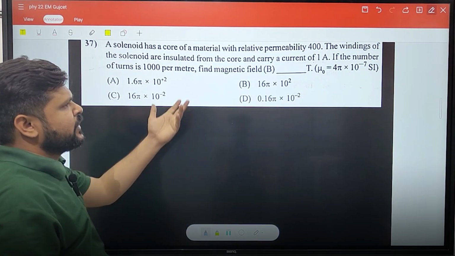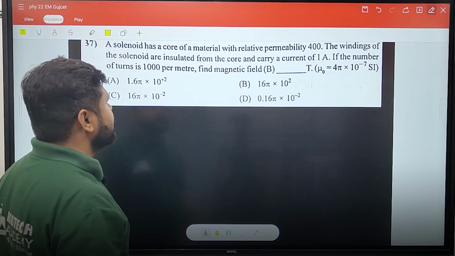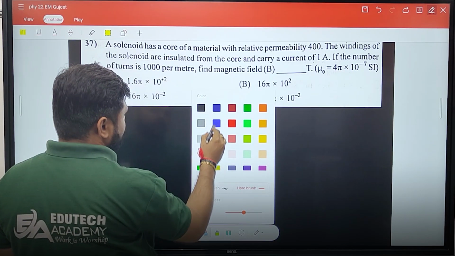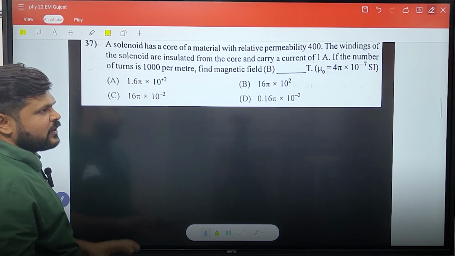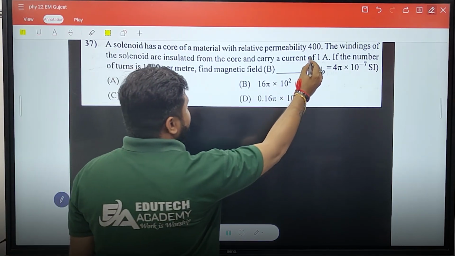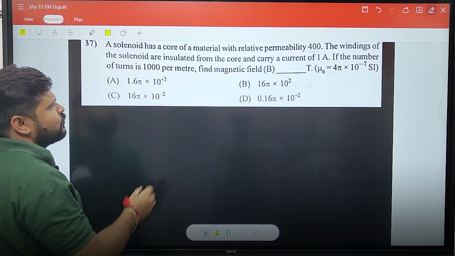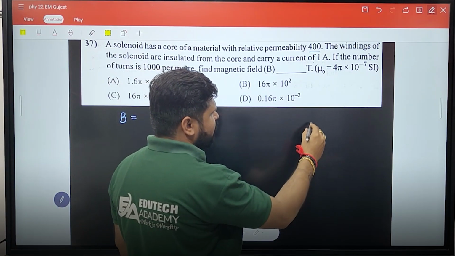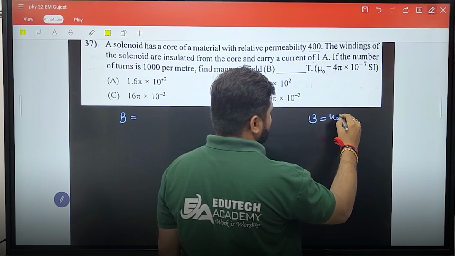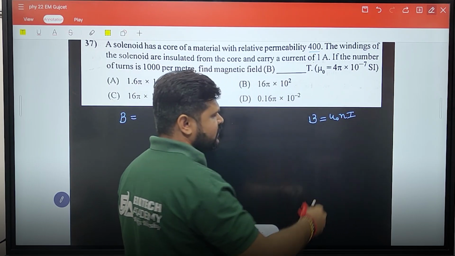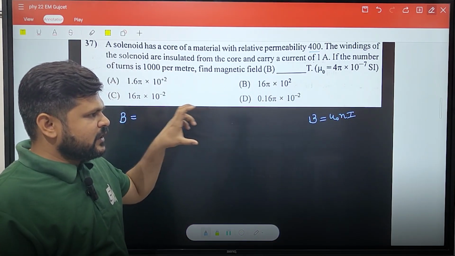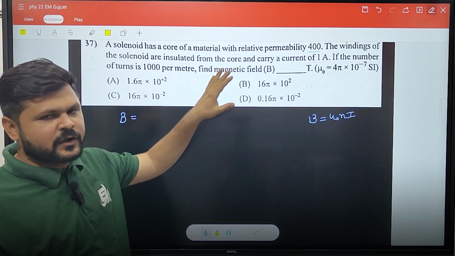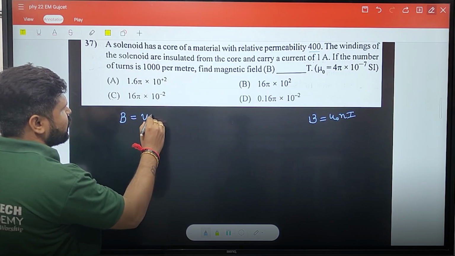This MCQ is also in GUJCAT 2023. In a solenoid, instead of air, a material is filled whose relative permeability is 400, and we are asked to find out the magnetic field in it. The formula of magnetic field inside the solenoid is μ0 n I, but we use this formula when inside the solenoid there is air. Here inside the solenoid there is a material, so we'll use the formula μ n I.